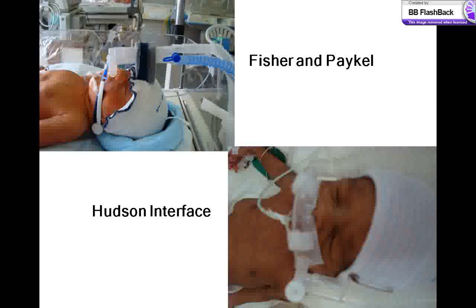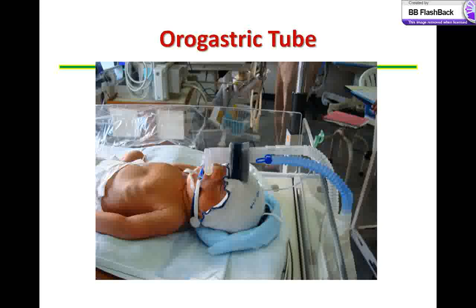So it could be a Fisher and Paykel interface as you can see here, or it could be a Hudson interface as you can see in the subsequent picture. After fixing the interface, always make sure that you put an orogastric tube, and the tip of the tube should always be kept open for venting out the excess gas which goes into the baby's stomach.